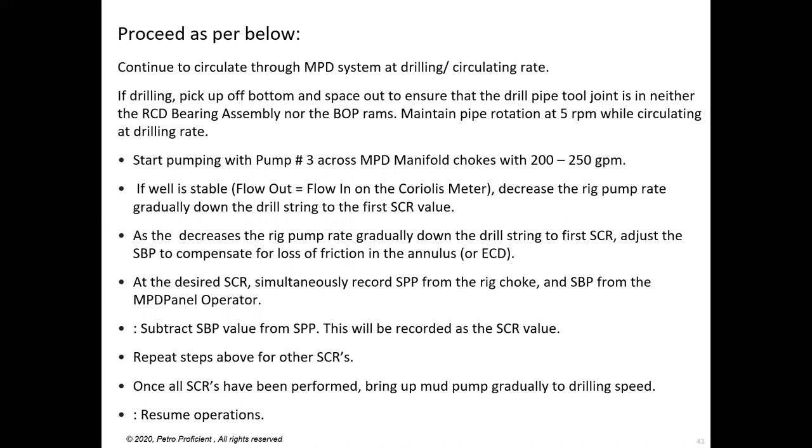So your SCR value could be, let's say, 150 GPM. So you need to bring it down to 150 GPM, or sometimes as low as 50 GPM. As you decrease the rig pump rate gradually down to the first SCR, adjust the surface back pressure to compensate for the loss of annular friction pressure, or ECD. At the desired SCR, simultaneously record SPP from the rig choke and surface back pressure from the MPD panel operator.